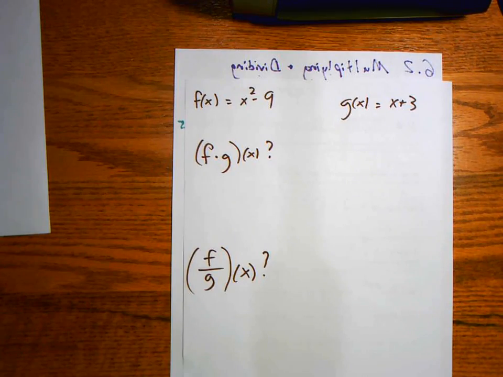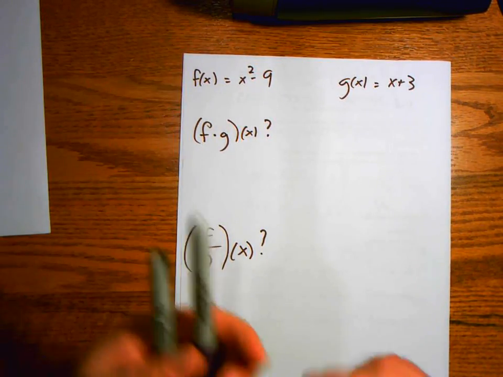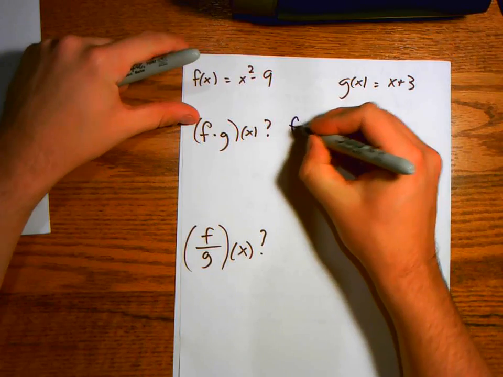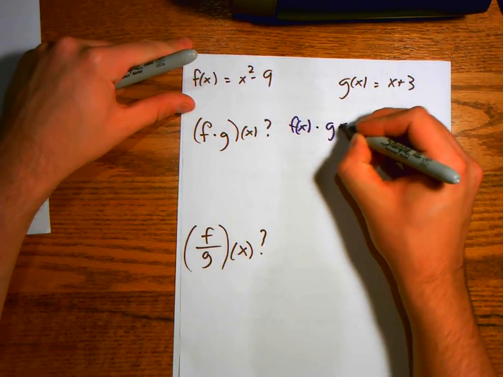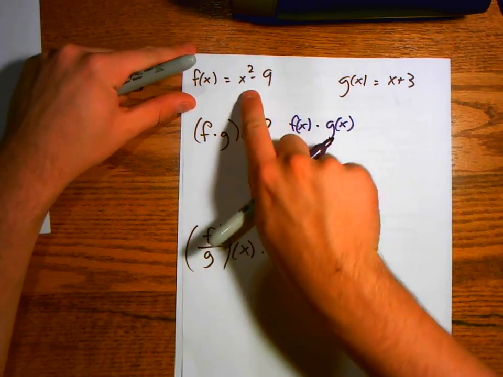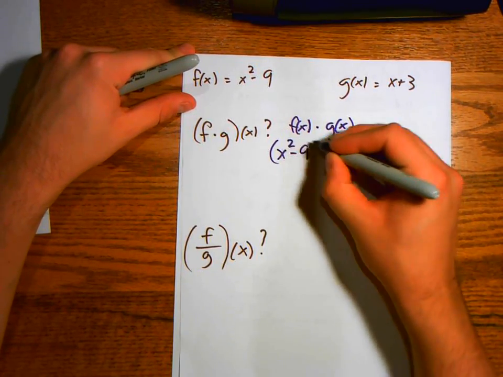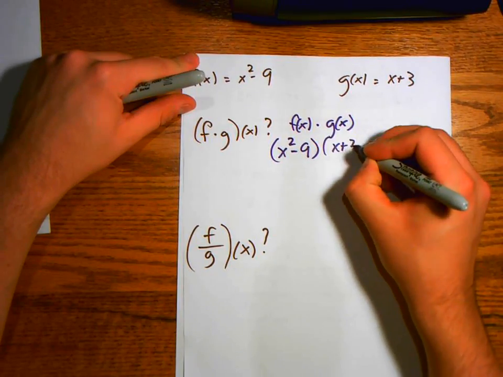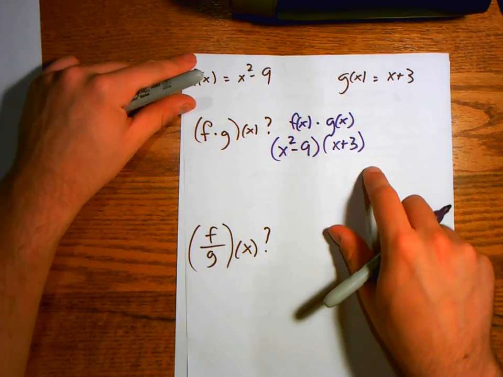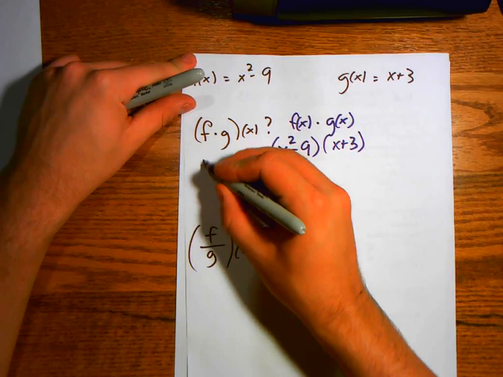Okay, now if we're using multiply and divide, it's still the exact same way setting it up. f of x times g of x, and my f of x function in this example is x squared minus 9, and this is being multiplied with x plus 3. Now since we have two binomials being multiplied, we're going to have to FOIL.